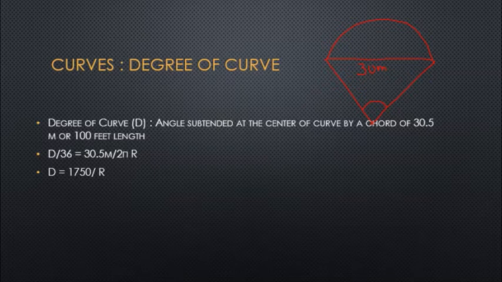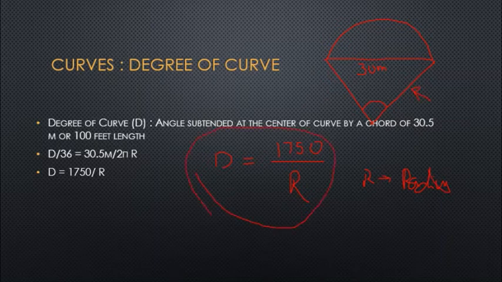The degree of curve is generally measured using the empirical equation D is equal to 1750 by R, where R is the radius of curve. We can calculate the degree of curve using this empirical equation. You must recollect all these equations that you studied in the S5 geomatics paper.